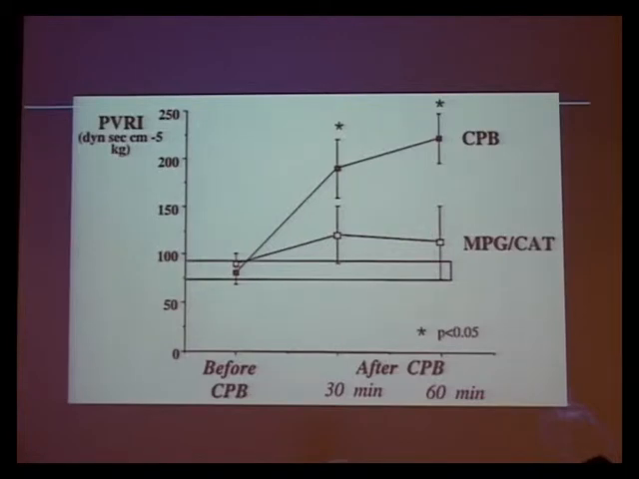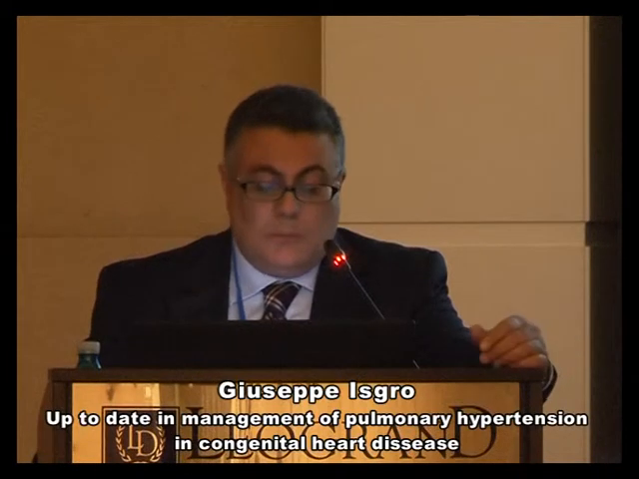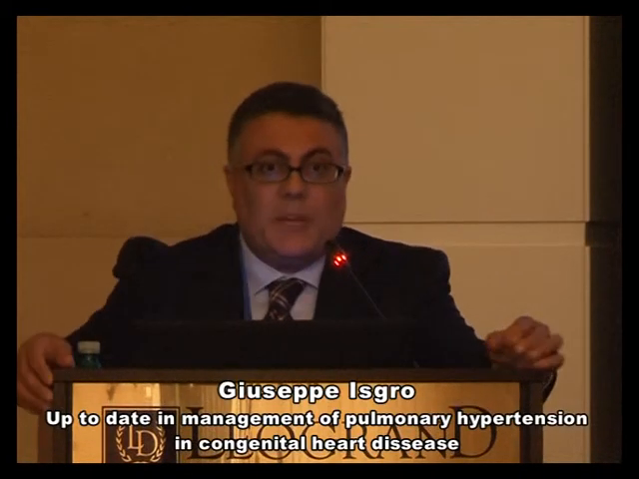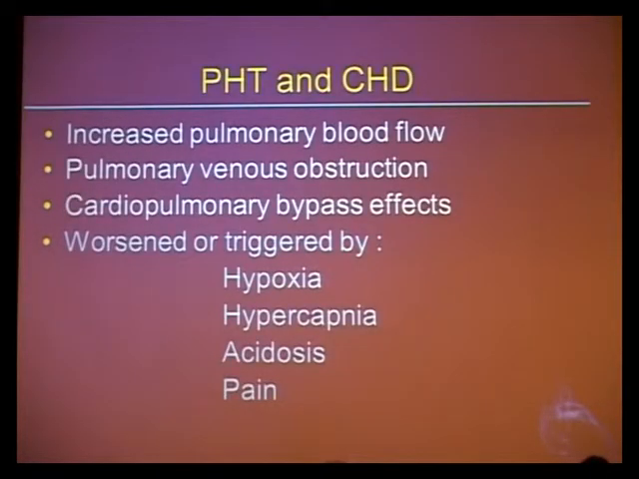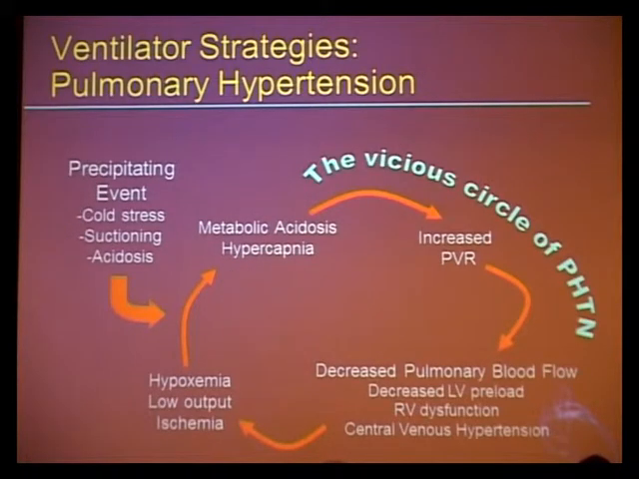And this is one of the most important papers really, that address the negative effect of cardiopulmonary bypass on pulmonary hypertension. Obviously, all these conditions are worsened by other normal conditions that we have in intensive care in the post-op period. There are some precipitating events such as cold, suctioning, acidosis, and so on that can maintain and sustain pulmonary hypertension and can worsen pulmonary hypertension.